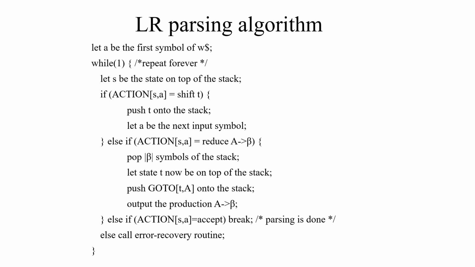So it is a very simple step. There are two cases: the action part contains shift and the action part contains reduce. Shift means push as well as increment the pointer. If it is a reduce move, it means pop, check the stack top, perform the goto operation and push that particular number to the stack. Not only that, you have to output the production. So this is the LR parsing algorithm.